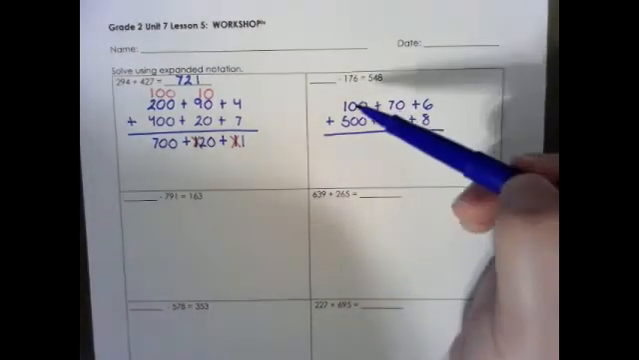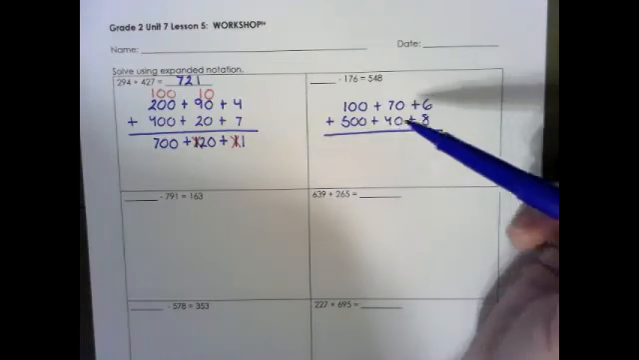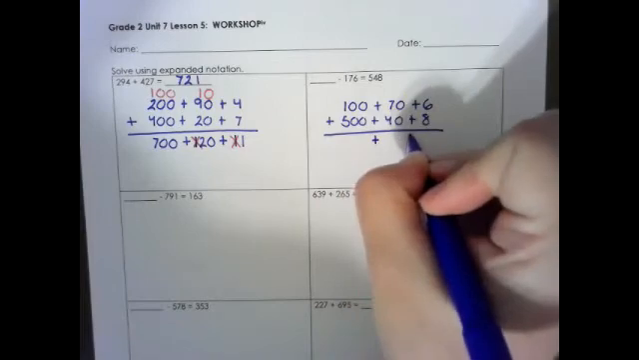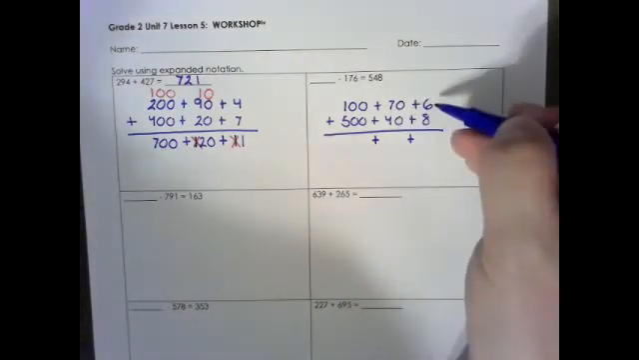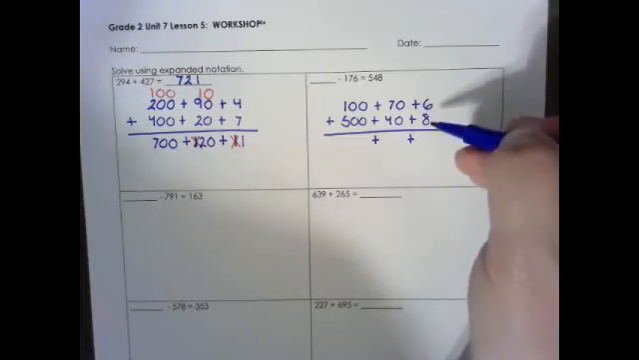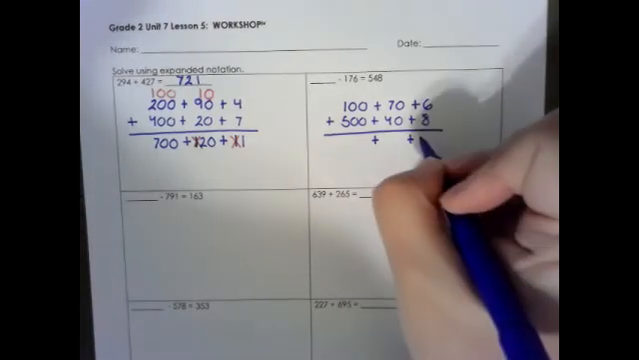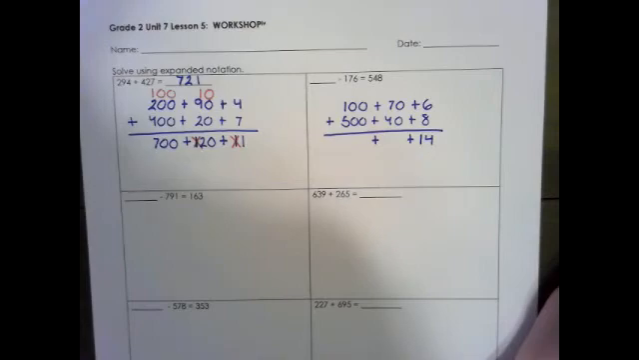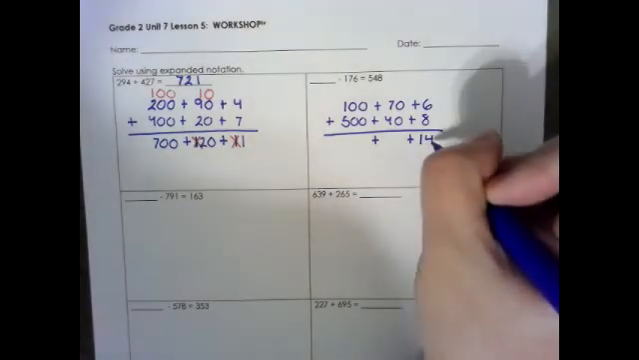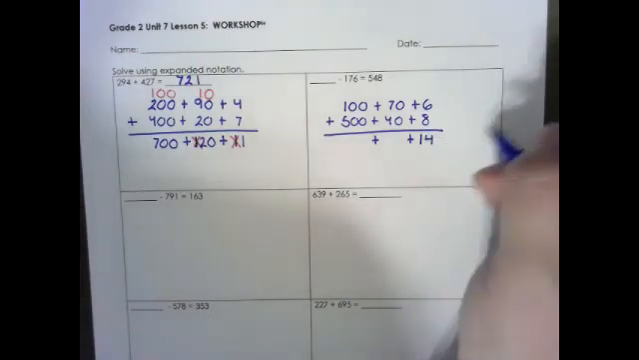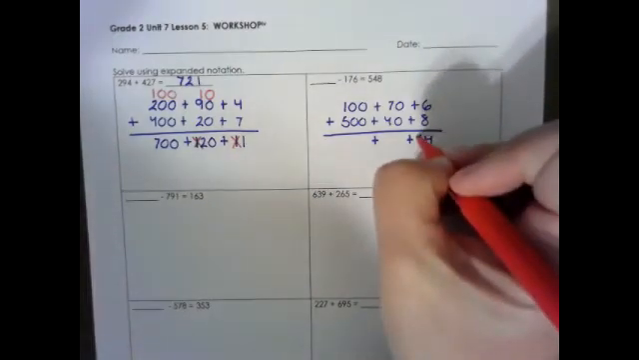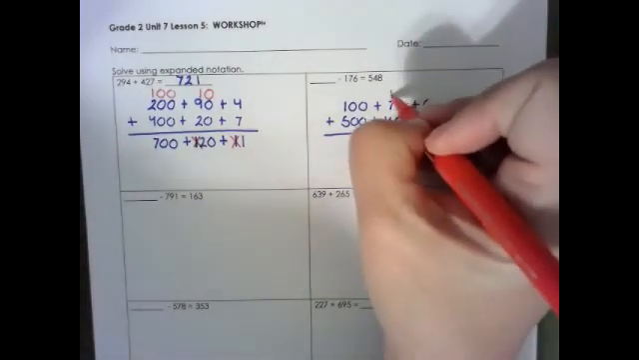Again, we're using expanded notation to break each number into their place values. Bring down your plus signs. Start with the ones. That's right. 6 plus 8. 6 plus 8 is, you got it, 14. What do you see? 14 ones. That's more than 10. We can regroup 10 ones into the tens place. Keep 4 ones. Regroup 10.